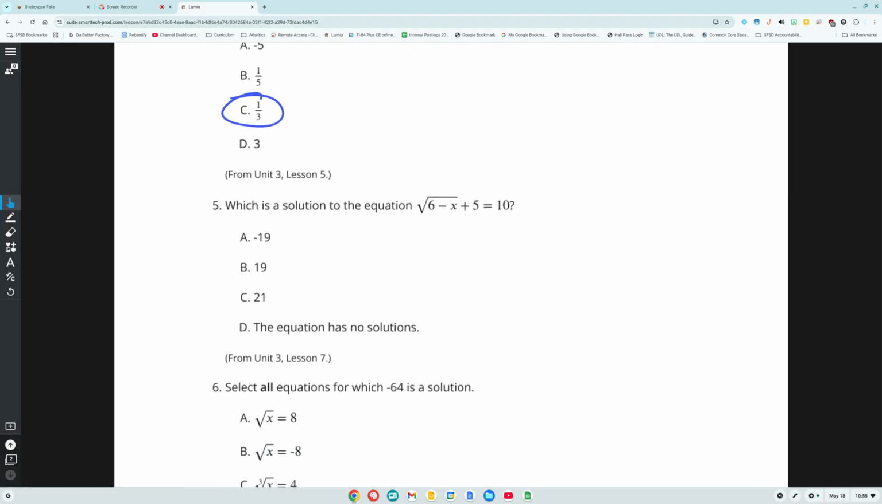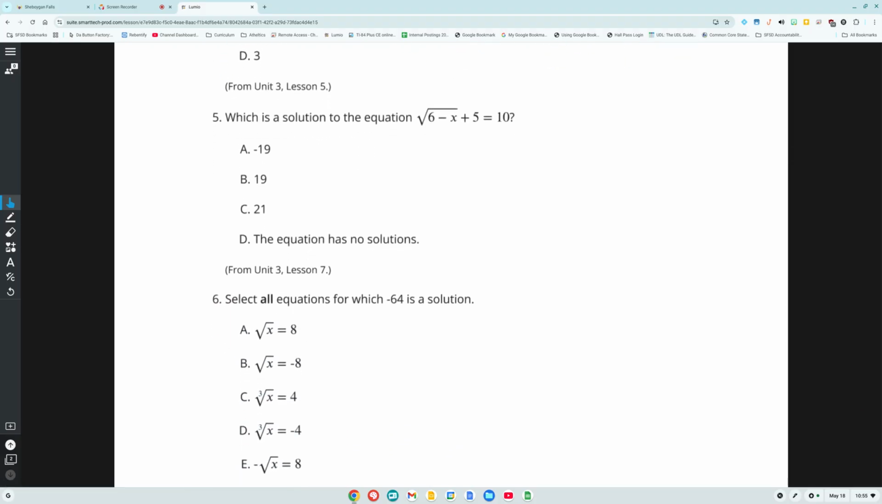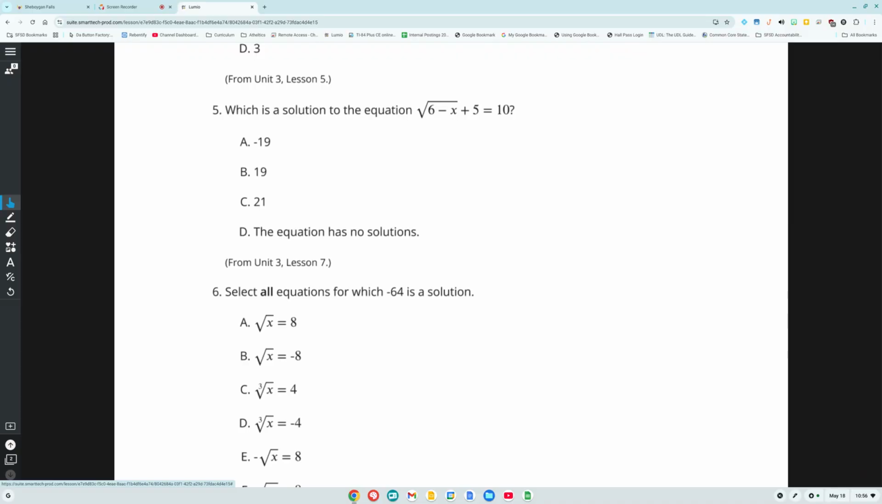5 says, which is a solution to the equation, and I have a little radical equation here. It says the square root of 6 minus x, plus 5, is equal to 10. Multiple ways I could do this. I could just plug the numbers in to see if they work because it's multiple choice, or I could actually take this and solve the equation. That's what I'm going to do.